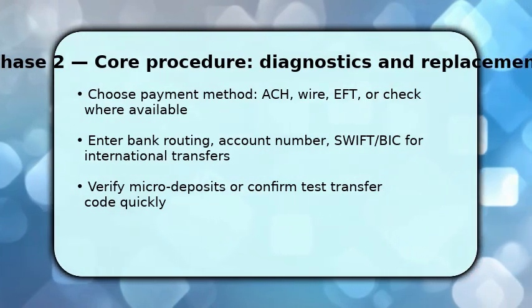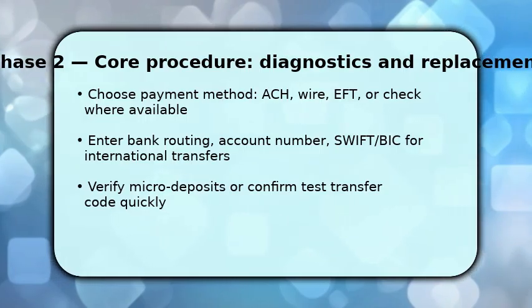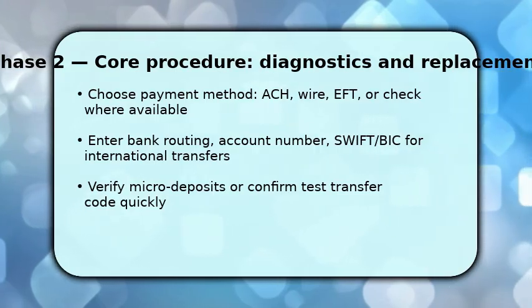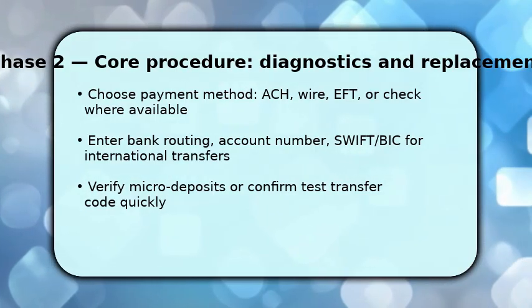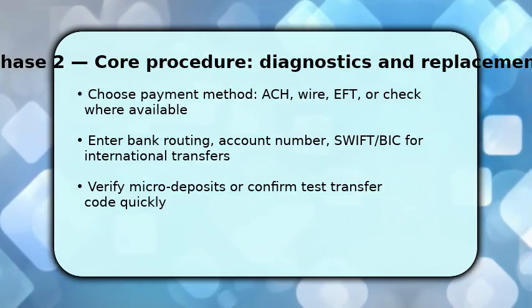Pick ACH or local EFT when available for lower fees, or wire for international payouts. Enter precise bank routing, account number, and if needed SWIFT/BIC codes. Errors here delay payments. Once you submit, Google usually sends microdeposits or a test transfer.